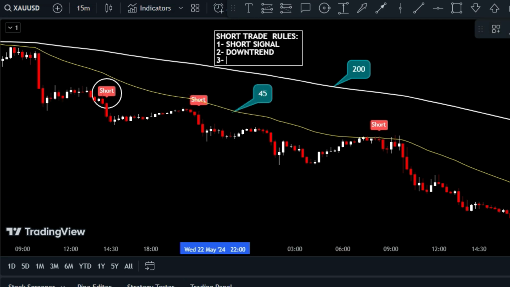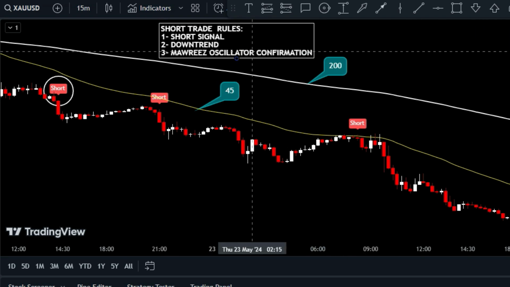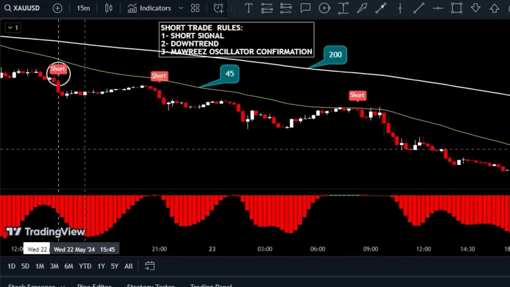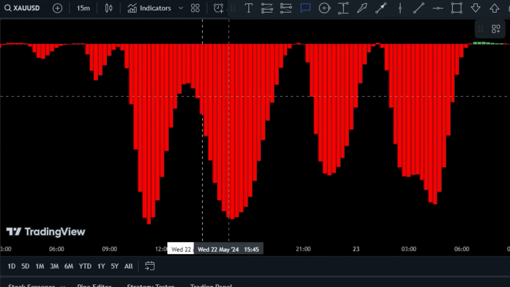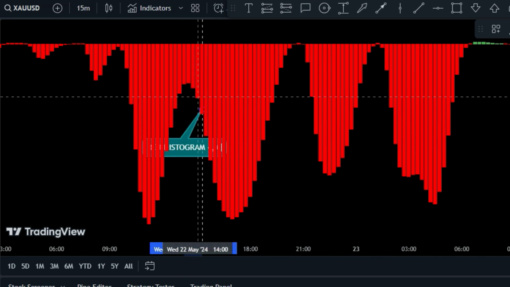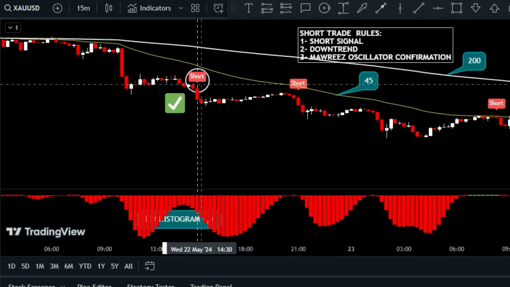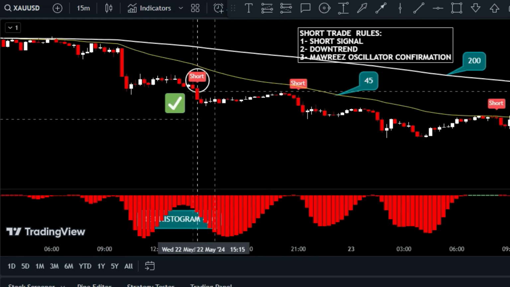Now, it's time for our trusty Murray's oscillator to work its magic again. We need it to be in the red zone, sitting below the zero level to confirm that short signal. Once everything aligns, you're all set to enter that sell position.